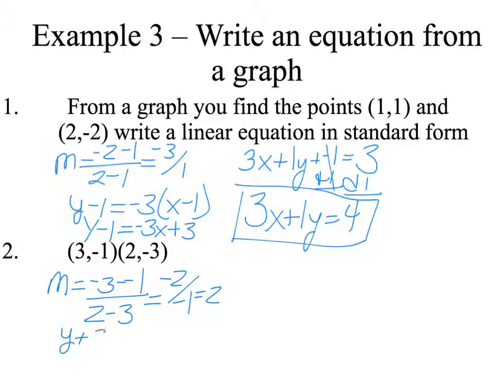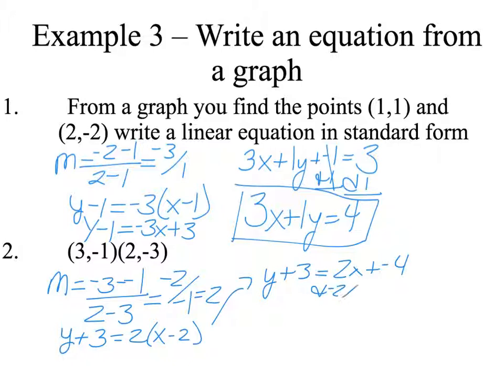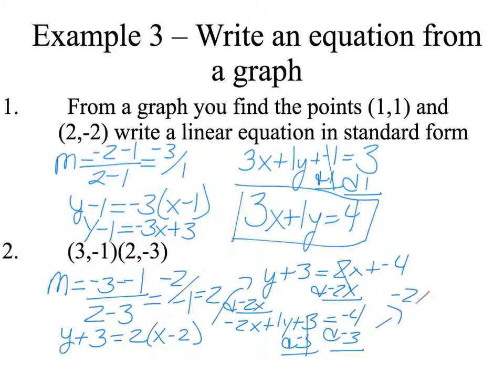So y plus 3 equals 2 times x minus 2. Distribute through the parentheses, and I get y plus 3 equaling 2x plus negative 4. Add negative 2x to each side. Negative 2x plus 1y plus 3 equals negative 4. Add negative 3 to each side. You end up with a final answer of negative 2x plus 1y equaling negative 7. And that's your final answer in standard form.